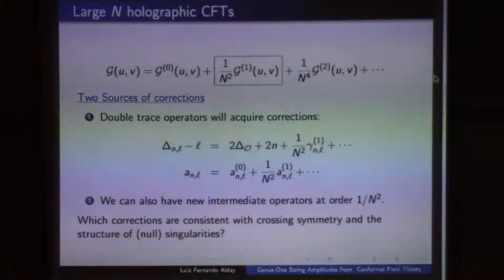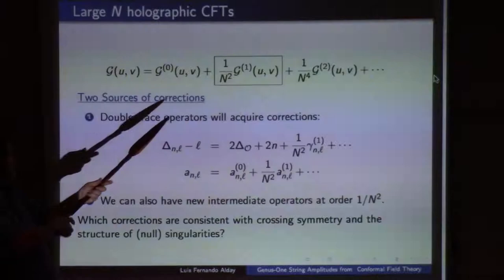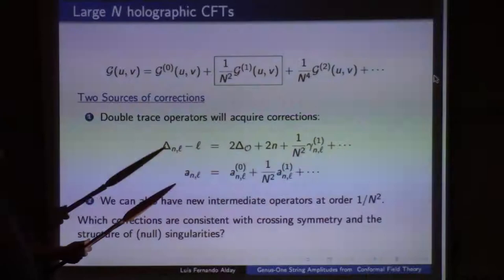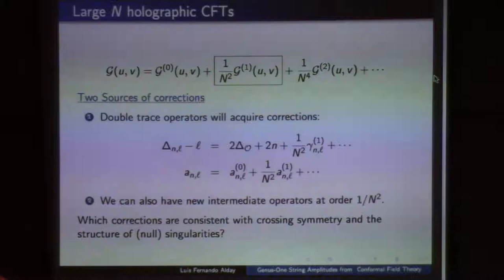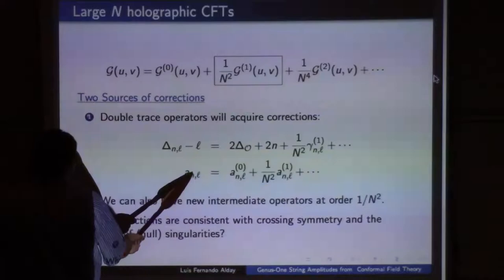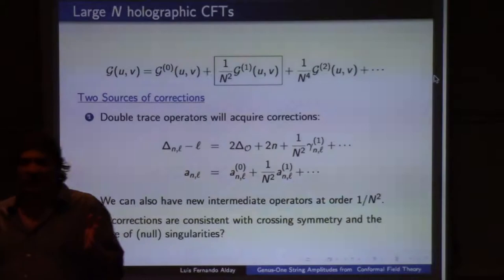Now, these 1 over n squared corrections may arise from 2 sources. First, the double trace operators will acquire corrections. So now their dimensions will not anymore be 2 delta plus 2n. There will be this plus some anomalous dimension that goes like 1 over n squared. And that will certainly happen. The same can happen with the OPE coefficients, that the OPE coefficients acquire a correction of order 1 over n squared. This also can happen.